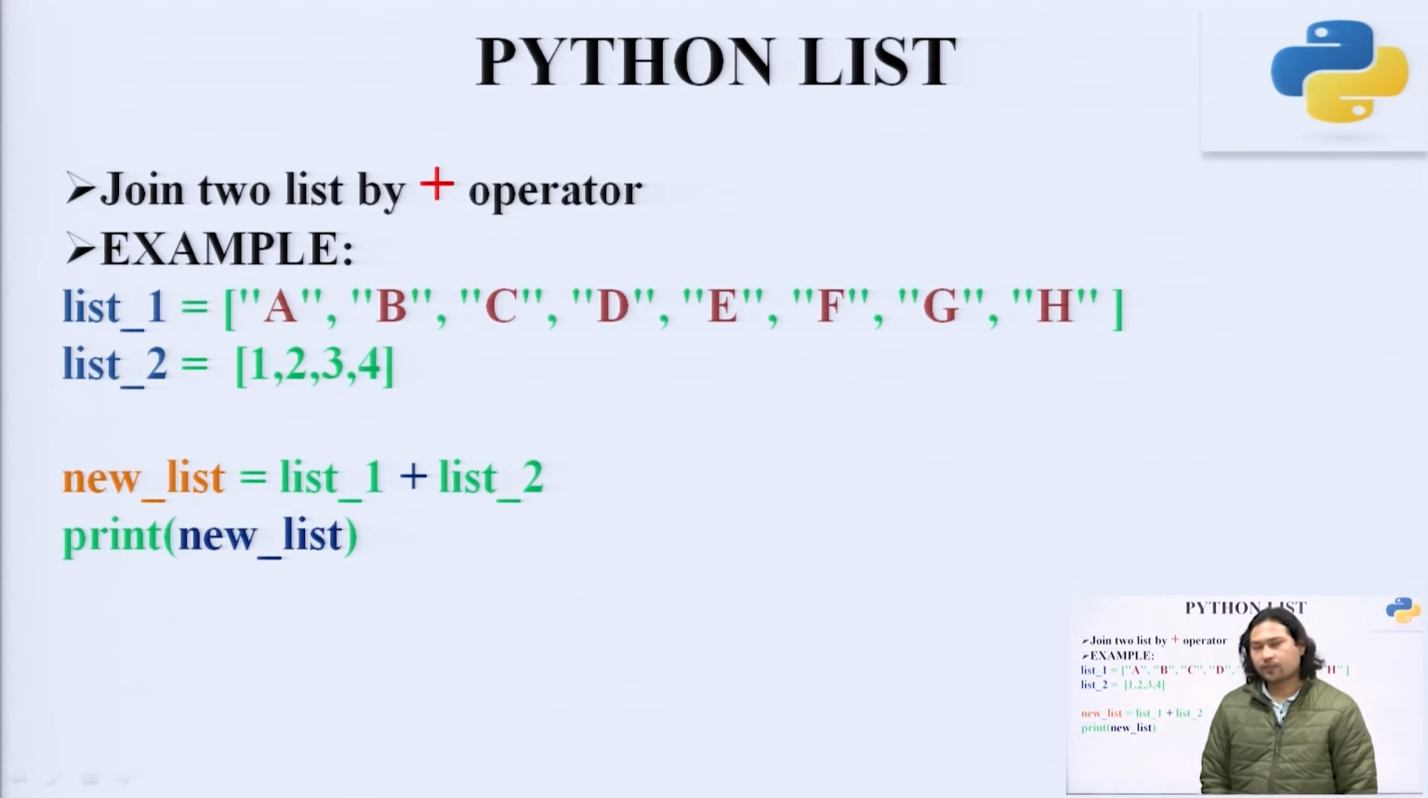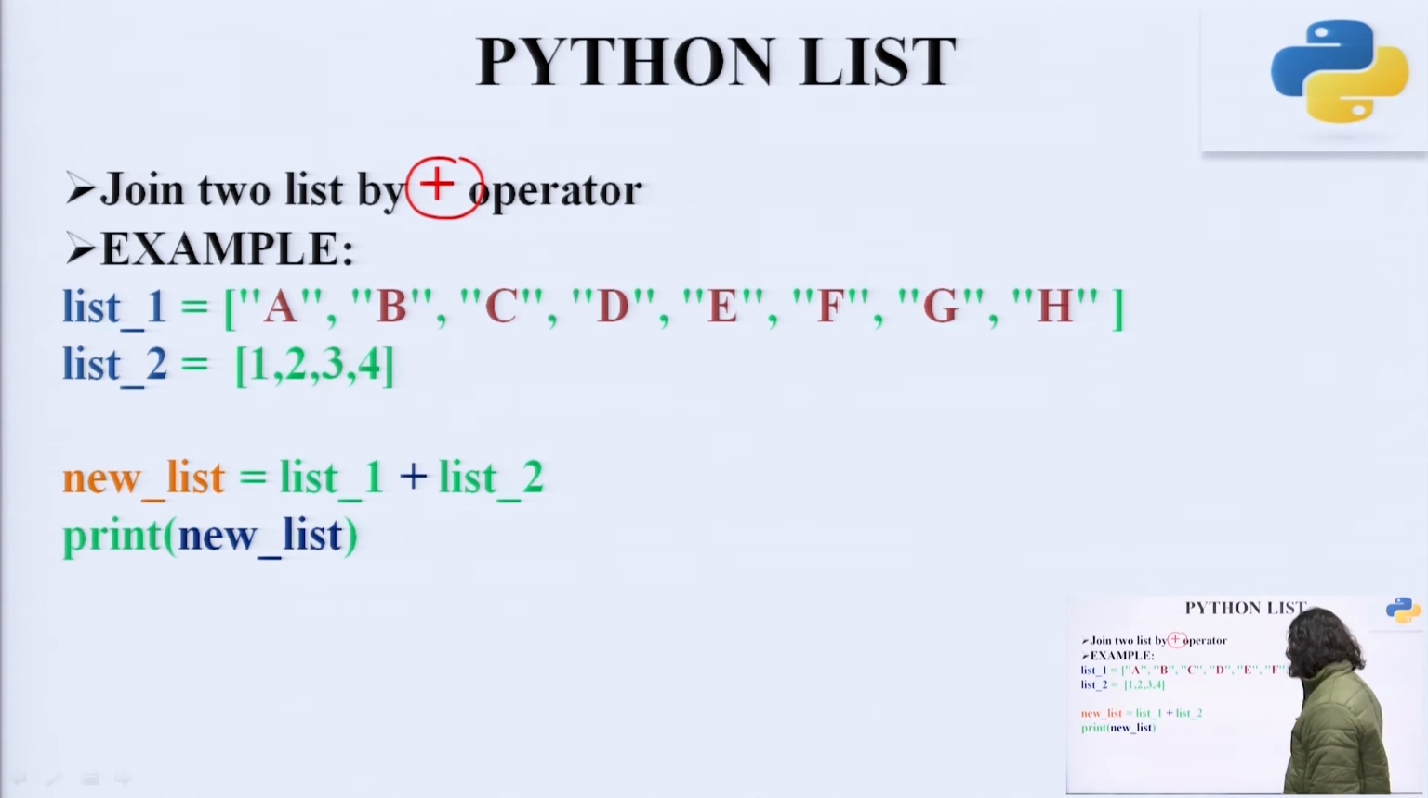Next, the next thing is how we are going to join the two lists together. In order to join the two lists together, you can directly take the help of the plus operator. You can see list 1 is A B C D up to H and list 2 is 1 2 3 4. So, in order to join the lists, you can directly use this plus sign, that is list 1 plus list 2, and the output will be A B C D followed by 1 2 3 4. That means the order is important.